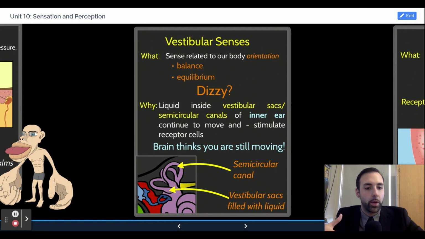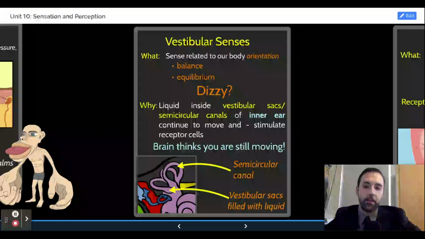It might seem like an odd one, a weird one, but your vestibular sense allows you to walk in a straight line without falling over, ensure that you know what is up and what is down and that you're moving appropriately, and you can very easily disrupt your vestibular sense in any of the circumstances in which you've ever become dizzy.